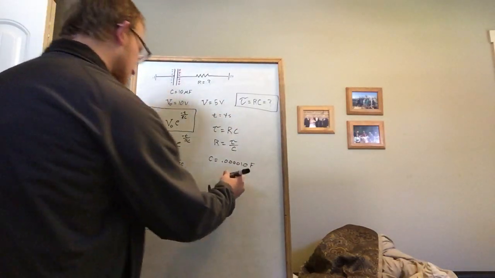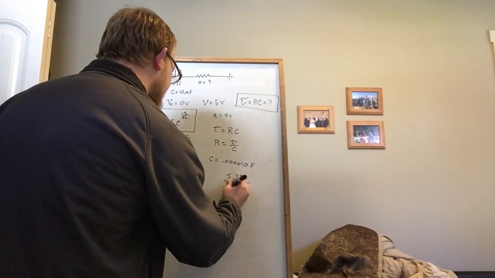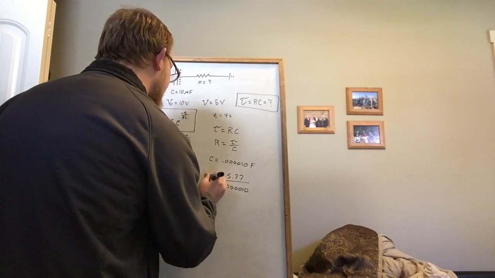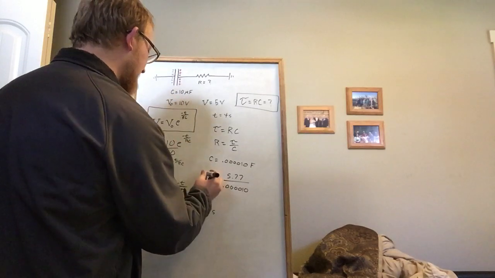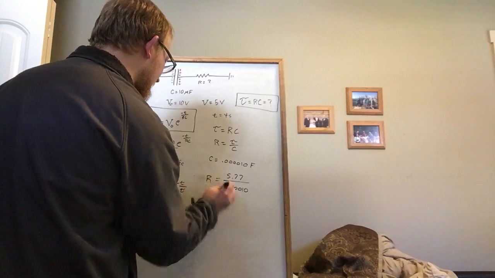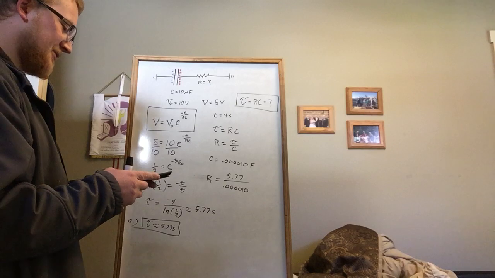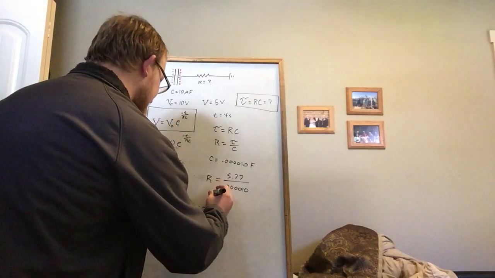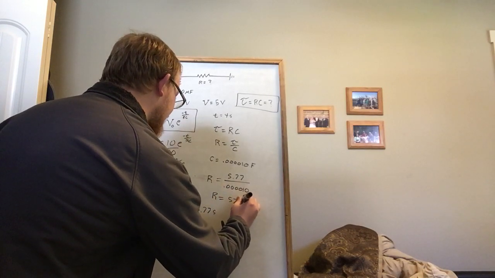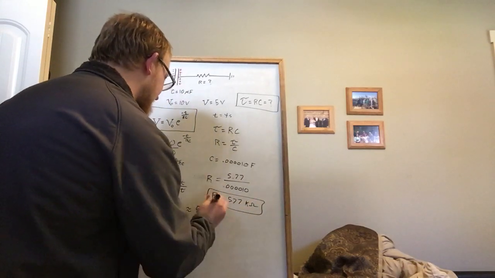We know tau, so we'll take tau, which is 5.77, divided by capacitance in farads, 0.00001, and that's going to give us resistance. That's what we're solving for. Alright, so 5.77 divided by 0.00001 is going to give us a value of 577 kiloohms. And so that's our answer for part B.